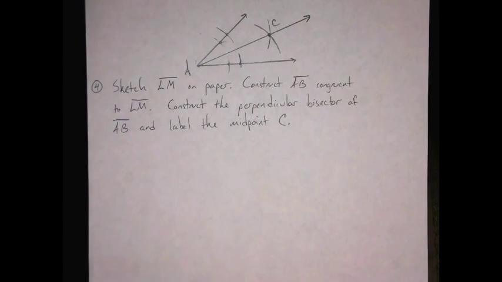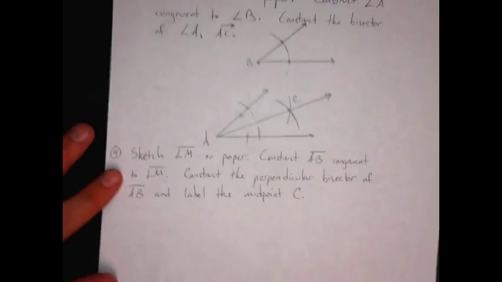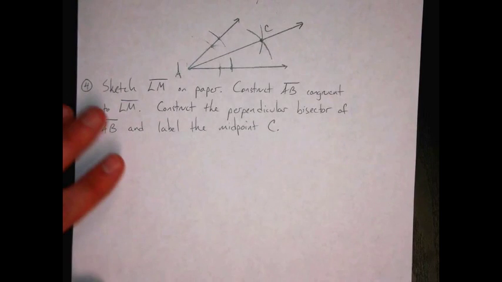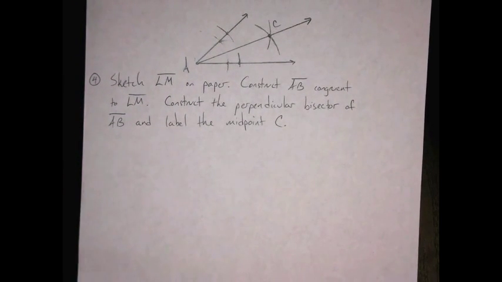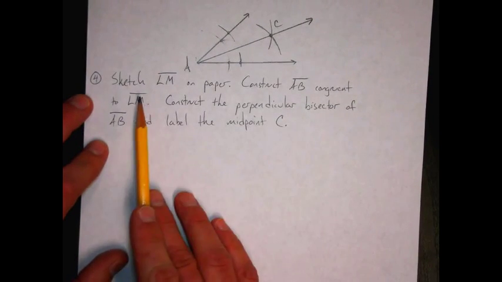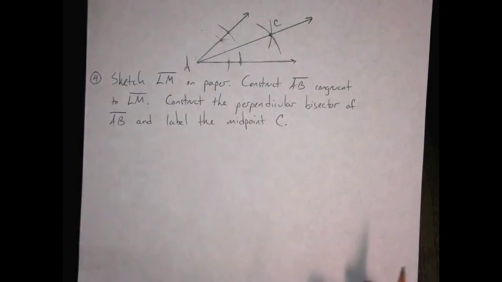He'll feel bad. All right, so that's it for constructing the angle bisector. It's right there. Last construction of this video, and thanks to Mr. Barnard for making the video longer. But the last construction. We're going to sketch a segment on the paper. It says sketch segment LM on paper.